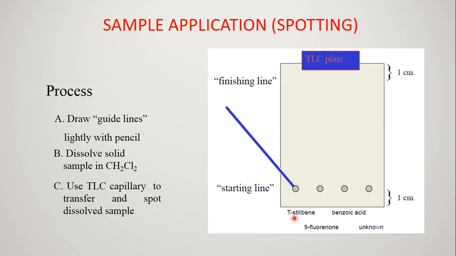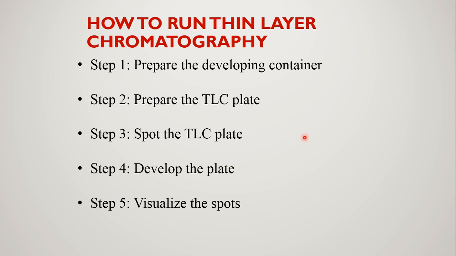So these are the references. T-stilbene, benzoic acid, these are the references. Using these references we can identify the unknown sample after development of this TLC plate. So here when the experiment starts, the mobile phase moves in an upward direction from the starting line to the finishing line. How to run thin layer chromatography?